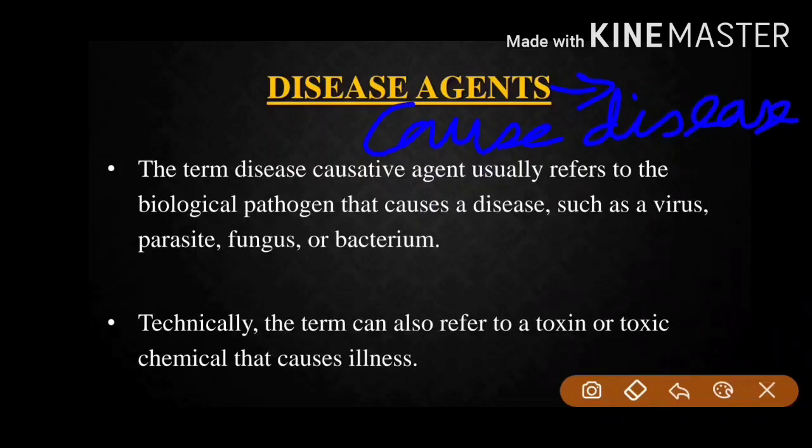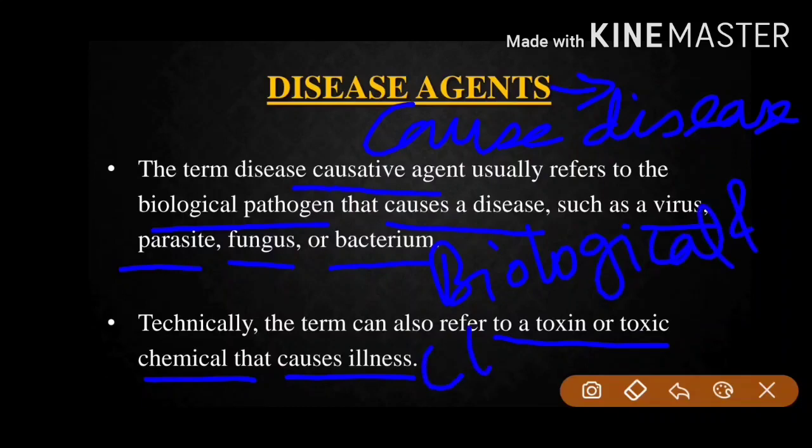The term disease agent, that is causative agent, usually refers to a biological pathogen that causes a disease, such as a virus, parasite, fungus or bacterium. Now technically the term can also refer to a toxin or toxic chemical that causes illness. So the disease agent can be a biological pathogen as well as a chemical toxin. In short, they could be biological as well as chemical. So this is about disease agents.